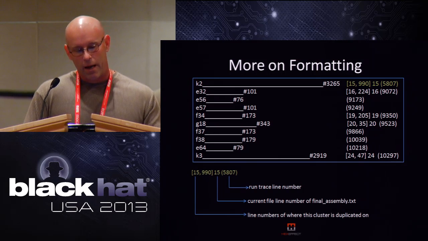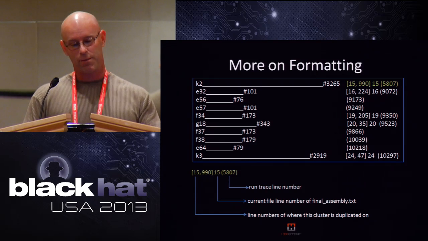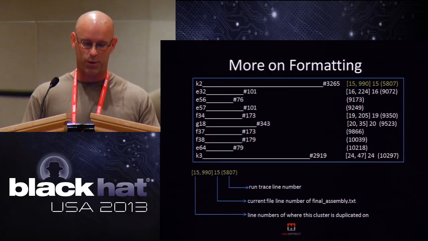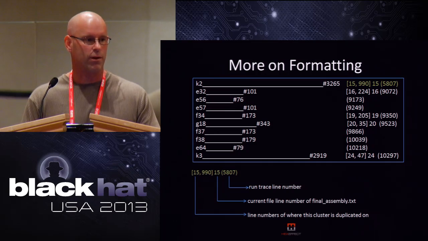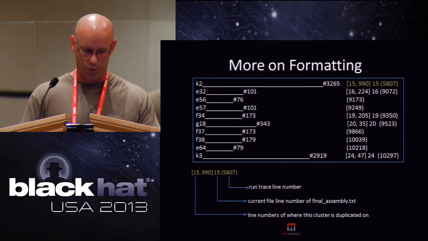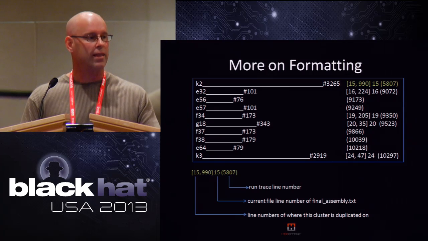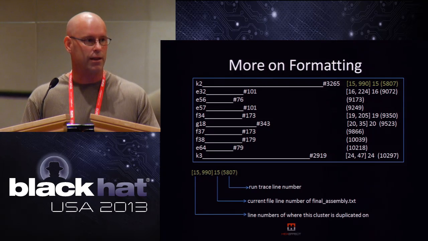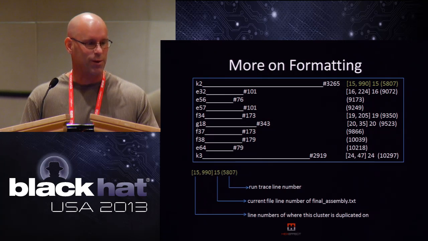If anybody is a vi editor user, a guy like myself, then I put in some extra help. That's what this "more on formatting" is. In some of the examples above, I didn't put it in because I didn't want to clutter up the presentation, but it's worth noting that you see K2, this is again a real example. K2, it's got 3,000 whatever. It's on line 15,990. So in that final_assembly.txt file you're looking at, if you just want to go to that line real quick, you can do that.